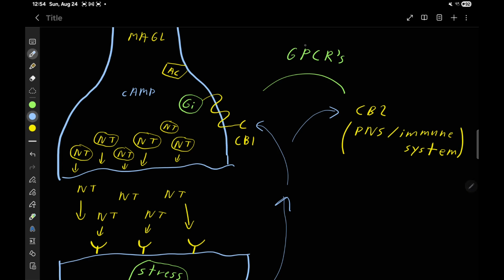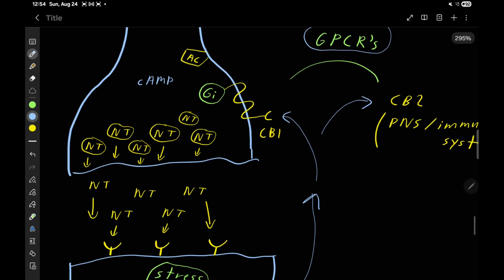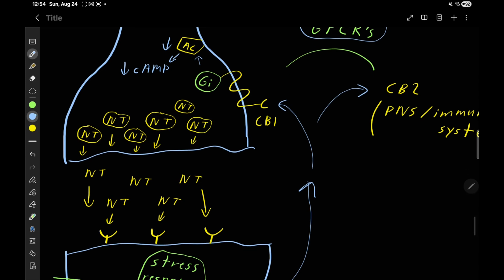Both CB1 and CB2 receptors are a type of GPCR. CB1 receptors are linked to Gi proteins, which consequently lowers the activity of adenyl cyclase, which consequently lowers the production of your second messenger, cAMP.